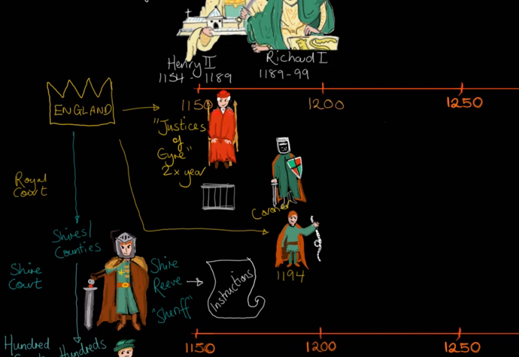Richard also creates what he calls keepers of the king's peace. And these were particularly for unruly areas. So areas where law and order is breaking down a bit, Richard would send knights who were loyal to him to be keepers of the king's peace.